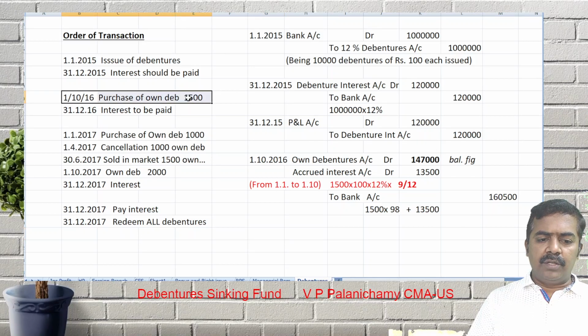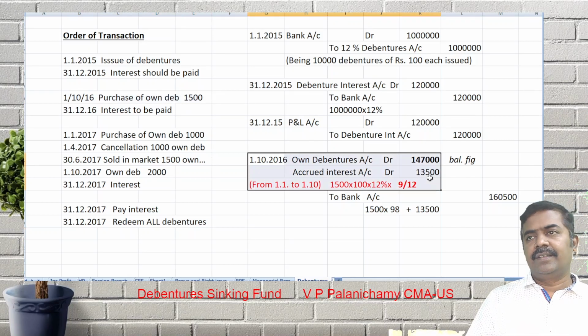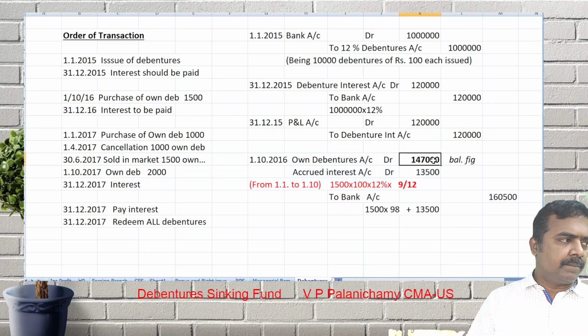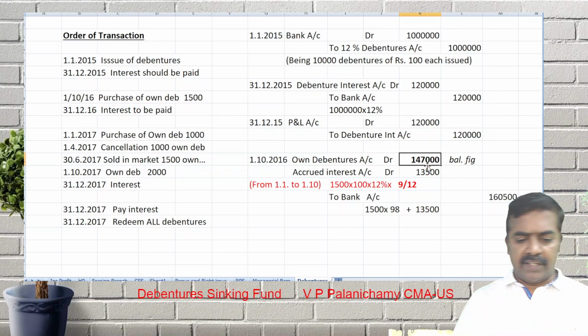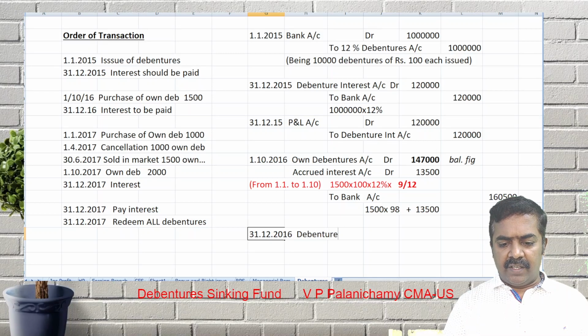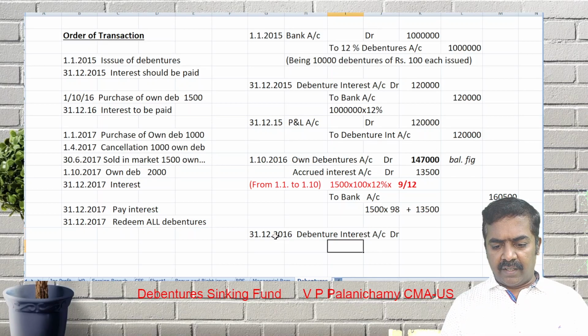So on 1/10/2016, we purchased our own debentures. Next, on 31/12/2016, we paid interest. What is the entry you will pass for interest? Debenture interest account debit to which account? To bank account.